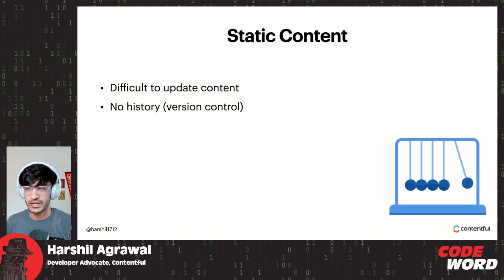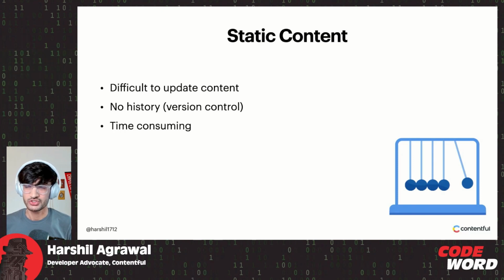We also looked into the problem of no history for the content that we have. Now, again, we do have history for the code, but not exactly for the content, which again was an issue for our marketing team because we might launch a marketing campaign at the wrong time and we wanted to roll that back. And this was not really possible with the static content approach that we took.